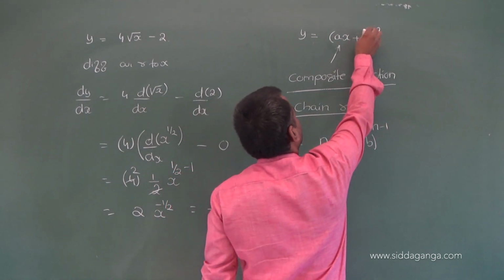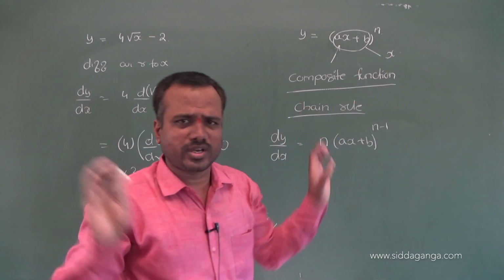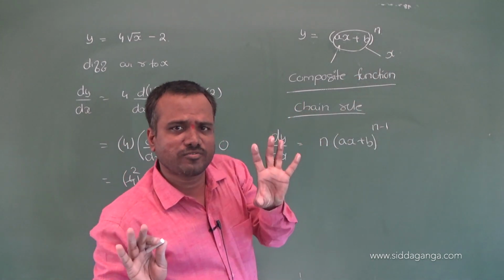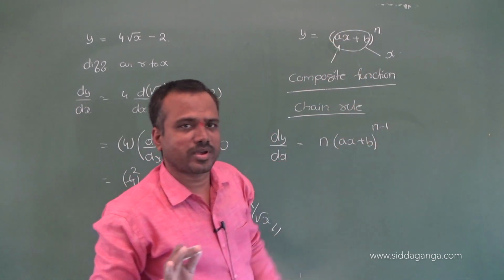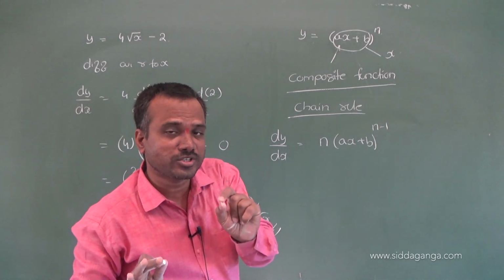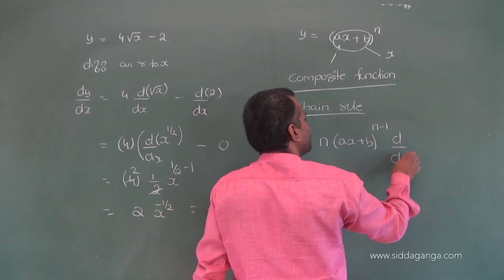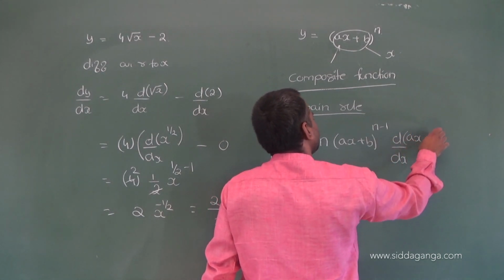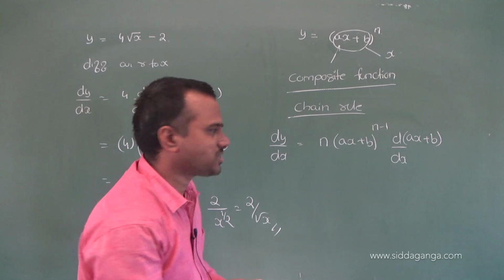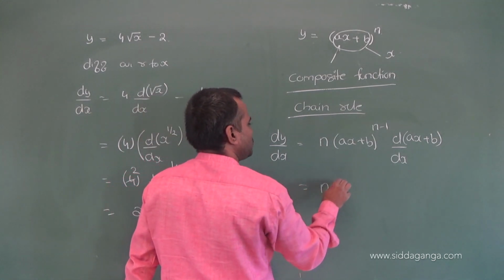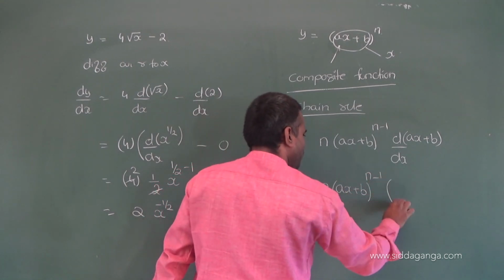This complete term we treat as x. Whole term we treat as x. It is in the form of x to the power n. n into x to the power n minus 1. We differentiate with respect to x. Again, we differentiate the inner function. The inner function is ax plus b, d by dx of ax plus b.